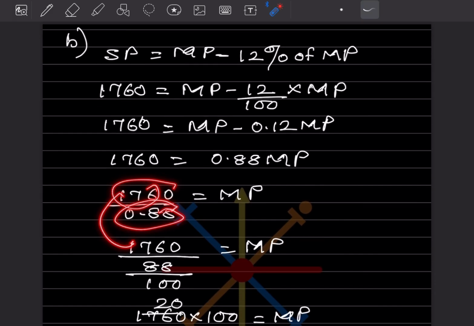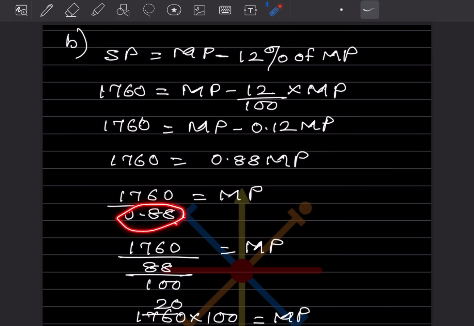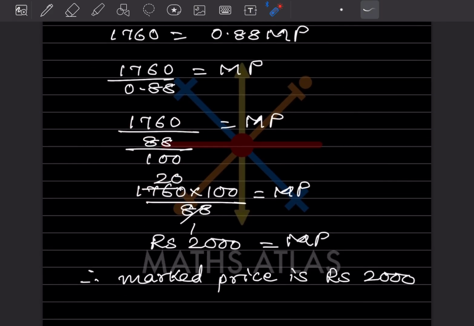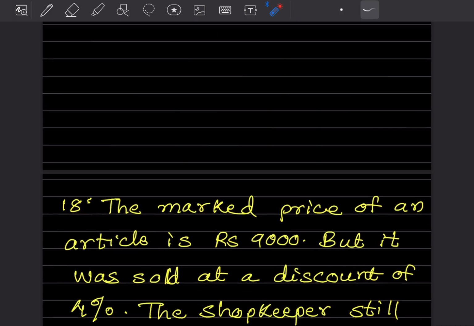Numerator as it is. The denominator, because this is in decimals, we can write 0.88 as 88 by 100, because after the decimal there are two numbers. So numerator as it is, and the denominator gets flipped over. That will be 100 by 88. So after simplifying this, we get 2000. So we can say the mark price is rupees 2000.